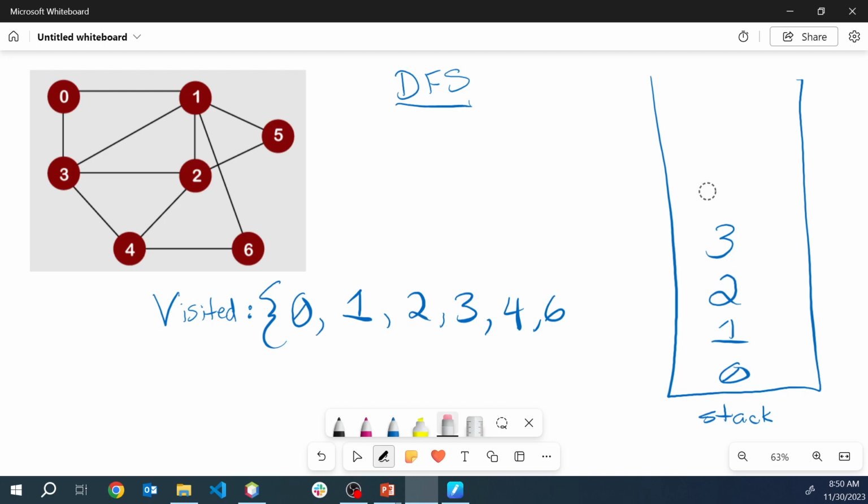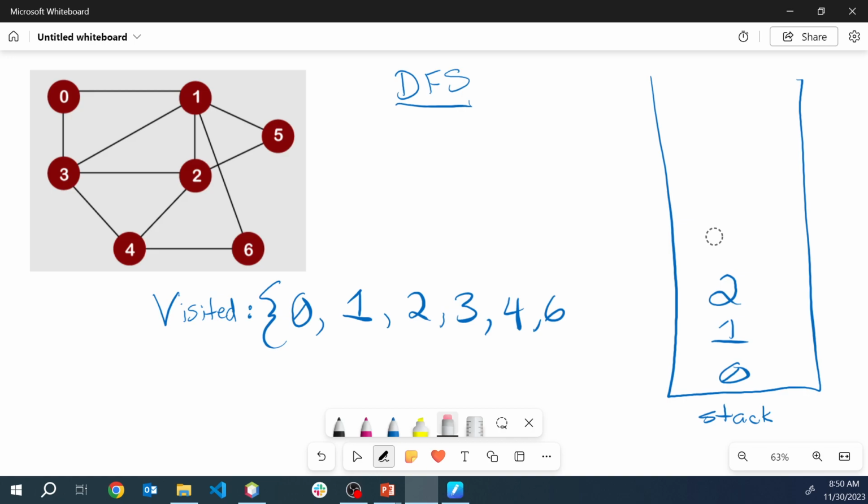Mark 3 as visited. It's already visited, no harm, no foul. We mark 3 as visited, and we need to push into the stack any of 3's unvisited neighbors. All of 3's neighbors, 0, 1, 2, and 4, are already visited, and so therefore 3 also gets popped out of the stack. We're now at the 2. We mark 2 as visited, no harm, no foul, it's already visited, no problem, we mark it again.